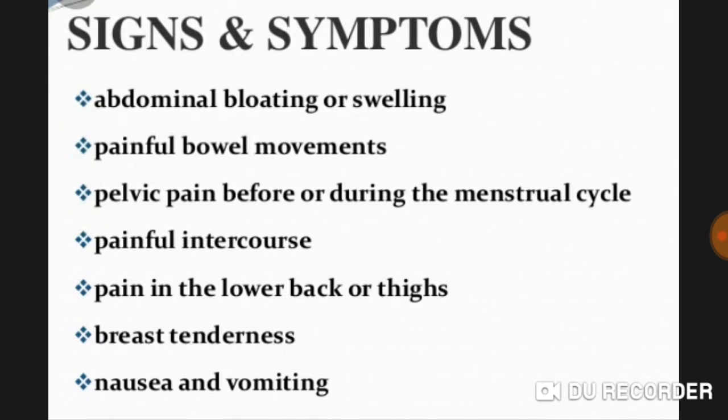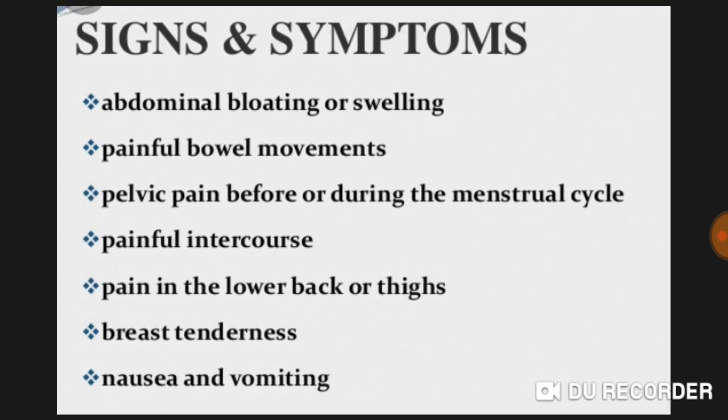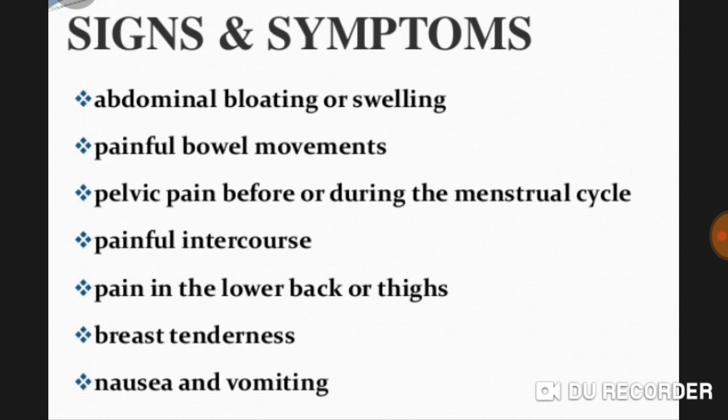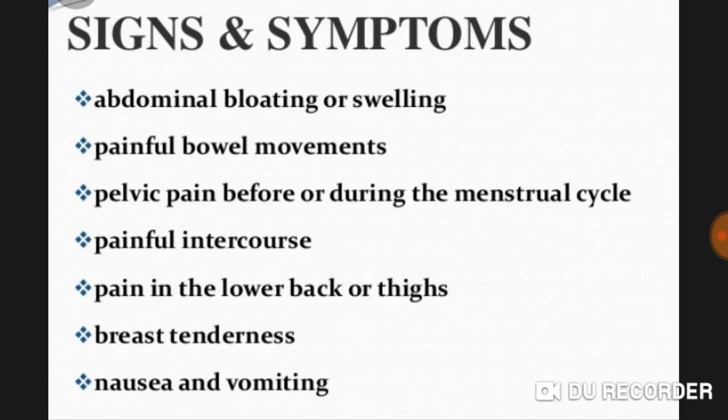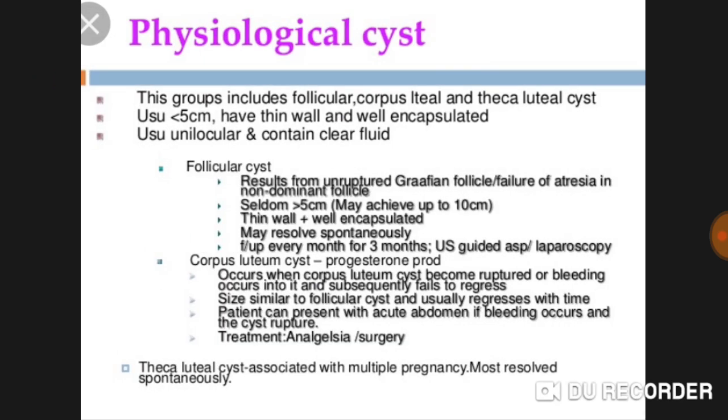So what are the signs and symptoms? These are rare with ovarian cysts. Most women do not have any symptoms, and we diagnose clinically or sometimes identify it on USG. Symptoms include abdominal bloating or swelling, painful bowel movements, pelvic pain before or during the menstrual cycle, painful intercourse, pain in the lower back or thighs, breast tenderness, nausea and vomiting.